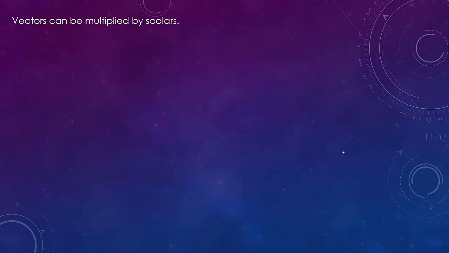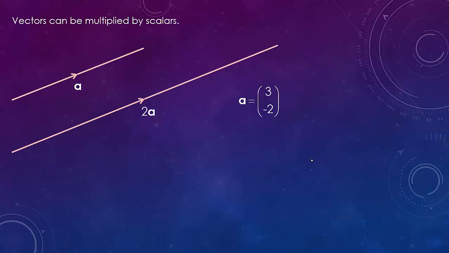Vectors can be multiplied by scalars. So here's A. Let's say that A is 3, -2. 2A is a vector in the same direction that's twice as long. So 2A is just 6, -4. So to multiply by a scalar, just multiply each component.